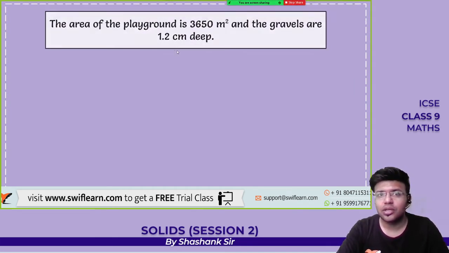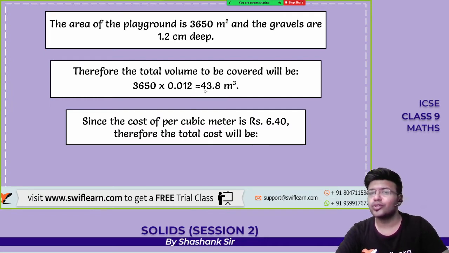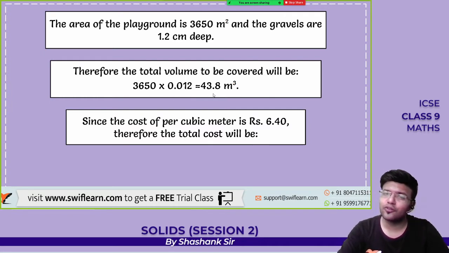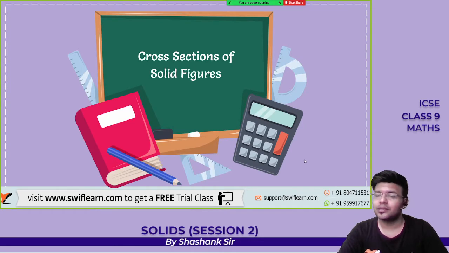The area of the playground is 3650 square meters and the gravel is 1.2 centimeter deep. Therefore, the volume to be covered will be 3650 square meters into, converting this to meters, 0.012. When you multiply them, you get 43.8 cubic meters. Since the cost per cubic meter is 6.4 rupees, the cost will be 43.8 into 6.4, which is rupees 280.32. Yes, this is how we do it.